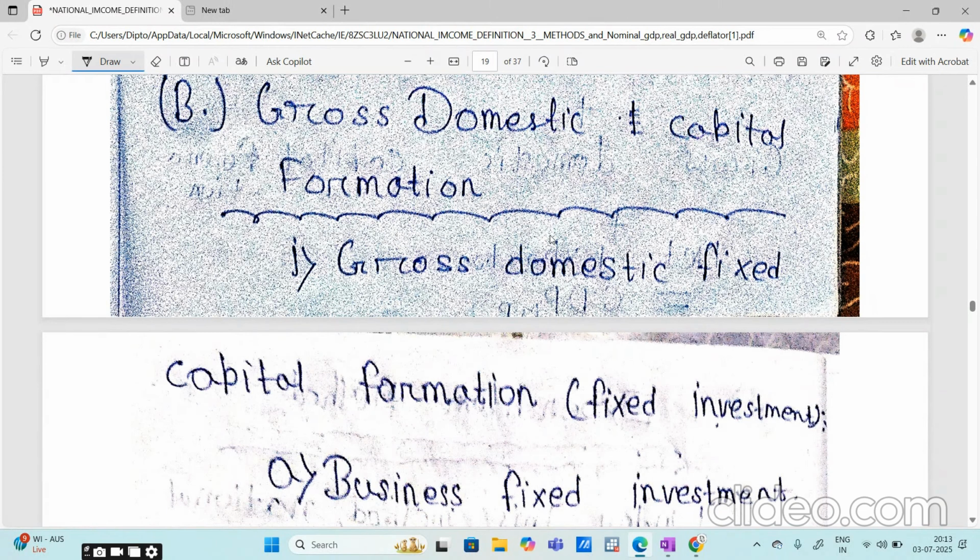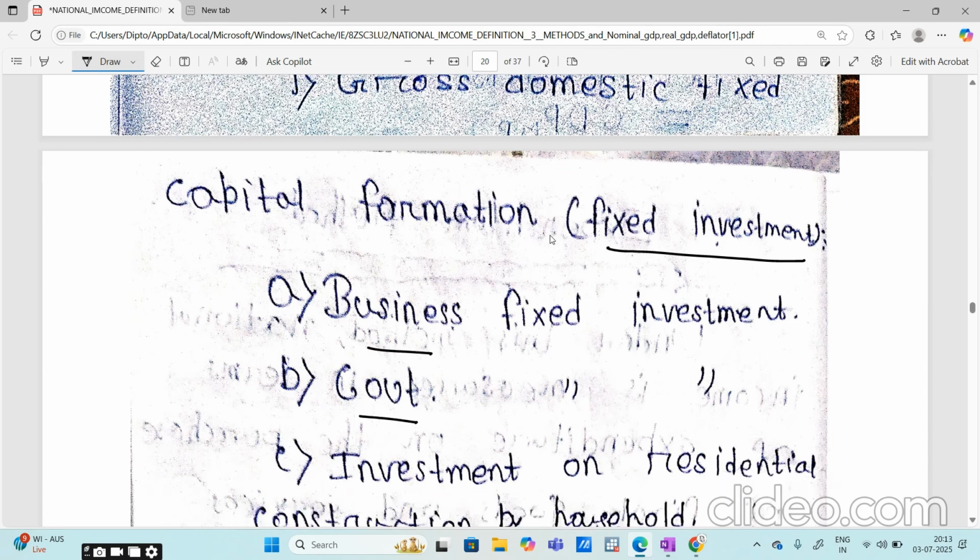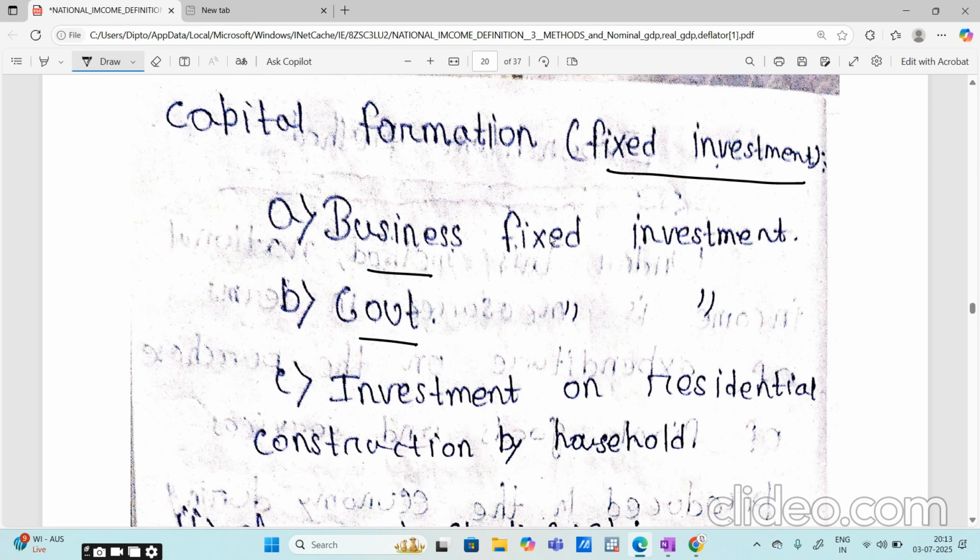Component B tells us about gross domestic capital formation. Gross domestic capital formation is also known as fixed investment, and it has three parts actually: business fixed investment, government fixed investment, and investment on residential construction by households.